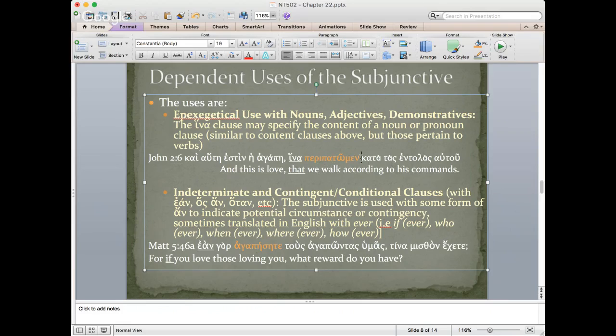You see that? So you have a subjunctive being used with a hina, and it's being used epexegetically. So instead of being the result or the purpose, if it was a result or purpose, you'd try to translate it something like this: and this is love, so that we walk according to his commands. And that's nonsensical because that isn't love. Does that make sense? It's not telling you what love is. Right. So this hina has to be interpreted as epexegetical. It's referring instead to what love is. It's renaming what love is, namely that we walk according to his commands.